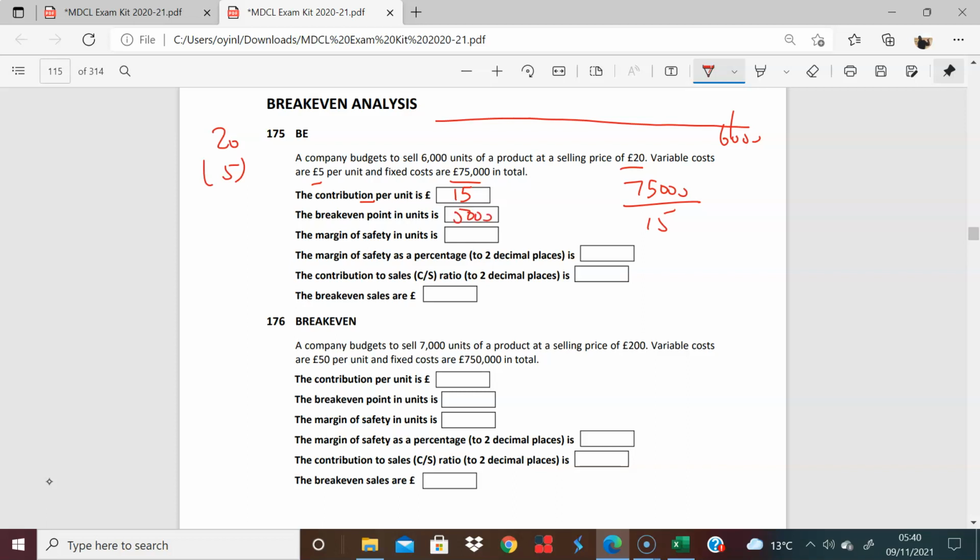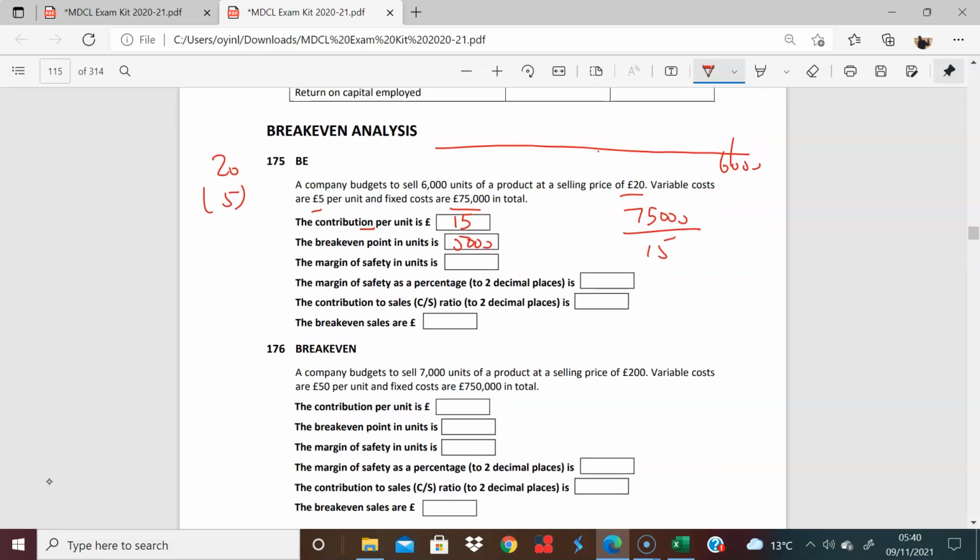So margin of safety, therefore. If your plan is to sell 6,000, but your break even is 5,000, you have a margin of 1,000 units that you can fall by before you're in trouble.